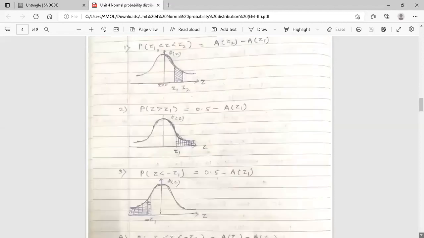The next is the probability of Z is greater than Z1. Probability when Z is greater than Z1. See, this is the curve.